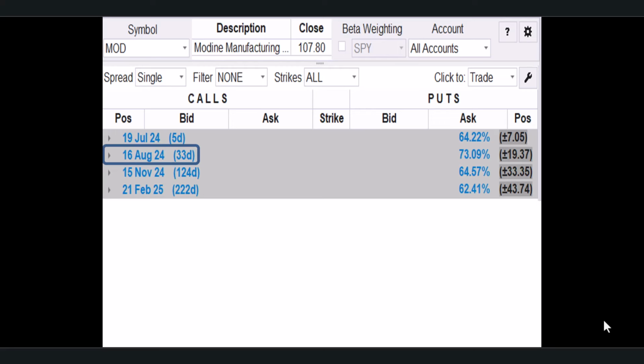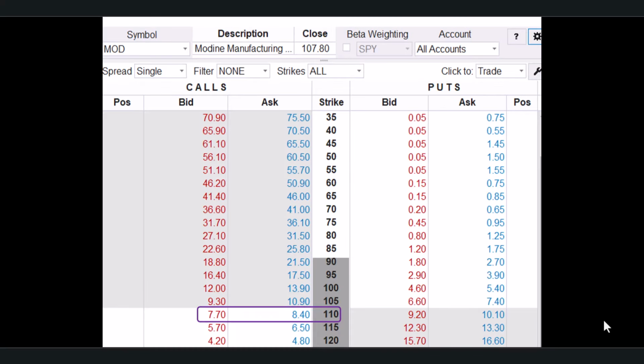MOD has 4 option chains to choose from. We're going to use the August 16 option chain. Right now, the August 16 options have 33 days to expiration. Here's most of the MOD option chain for August 16. MOD closed at 107.80 on Friday. That means any calls on the list from 55 to 105 are in the money.